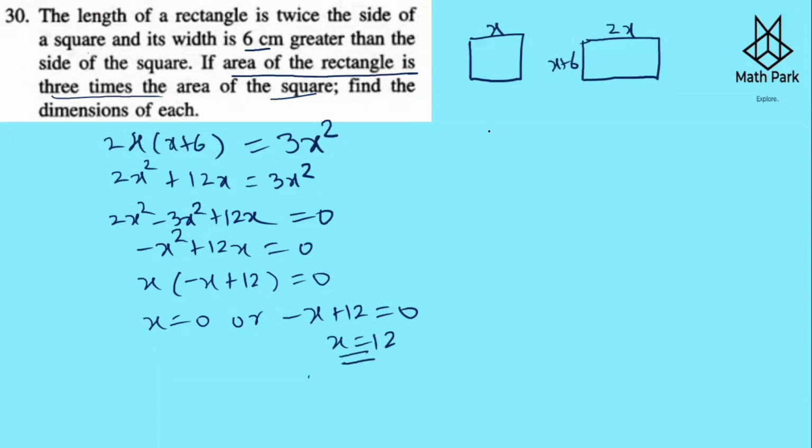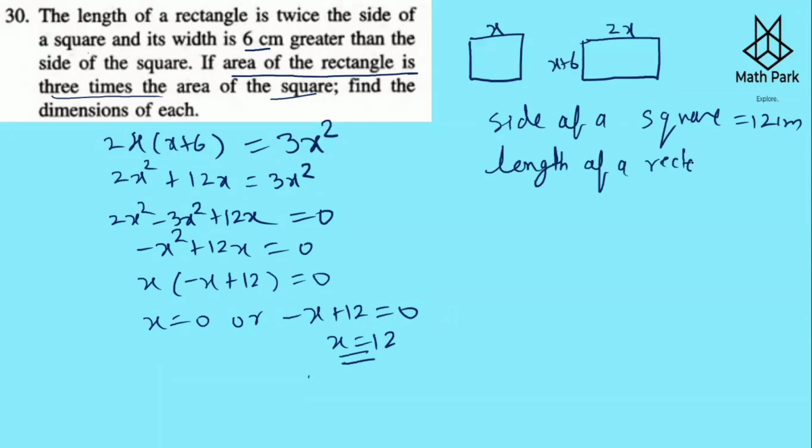So this is how you get the side of a square. You get side of a square is 12 centimeter. The length of a rectangle is twice the side. So 2 into 12, that is 24 centimeter. And the width of rectangle is x plus 6, that is 12 plus 6, that is 18 centimeters.